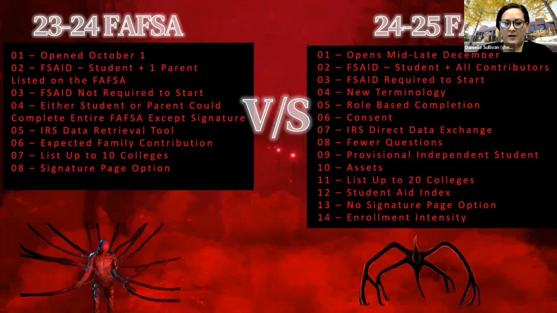And then super fun enrollment intensity. So now your Pell Grant will be affected by how many credit hours a student is enrolled in, and we'll have a whole section on that as well. So those are the big changes from 23-24 to 24-25.